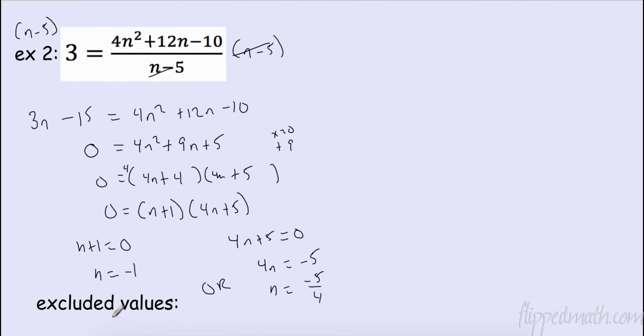Let's see what excluded values I have. N minus 5 cannot equal 0, so what would make that 0? 5. 5 minus 5 would be 0, so n cannot be 5, which looks good. Neither of our answers are. N is 5, so we are all set with that one.